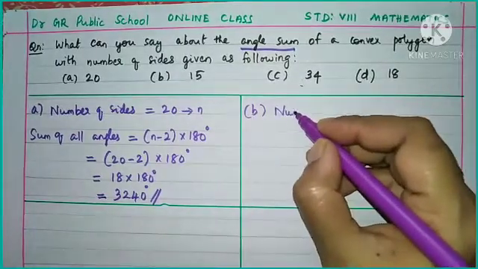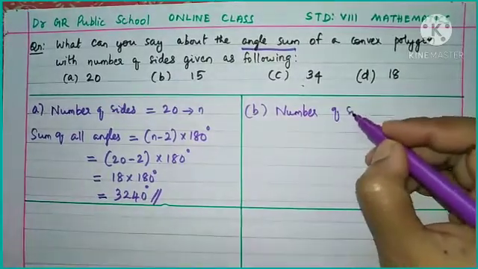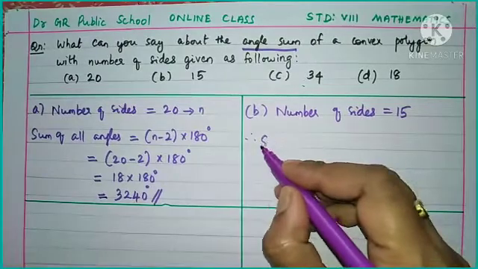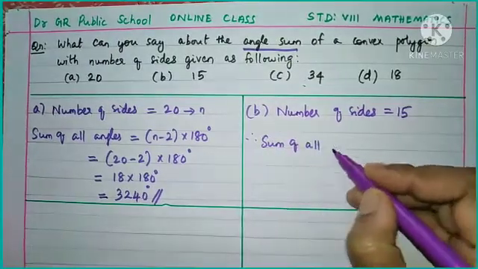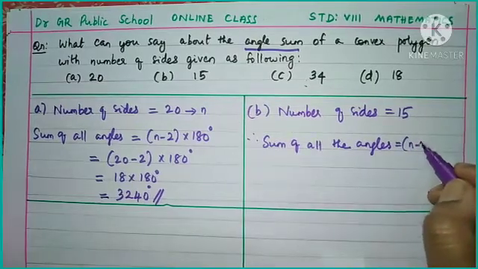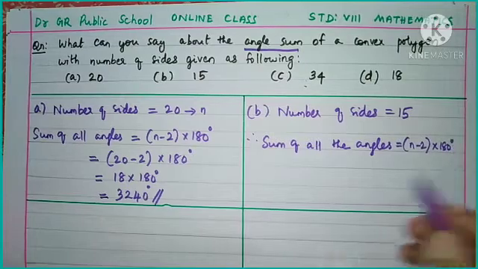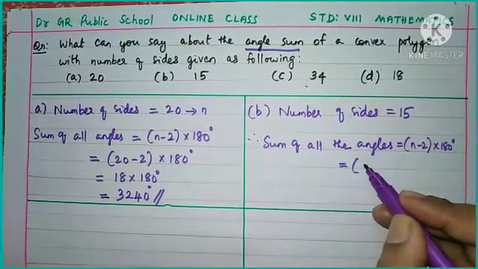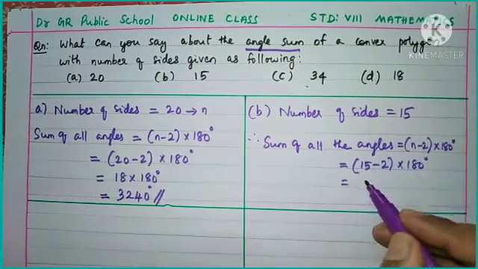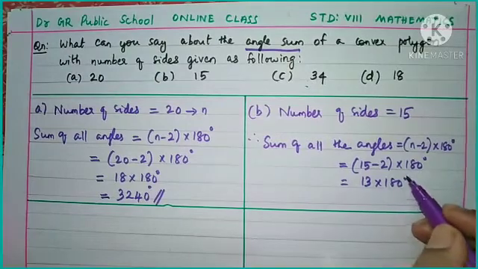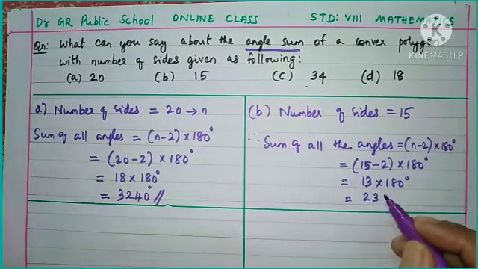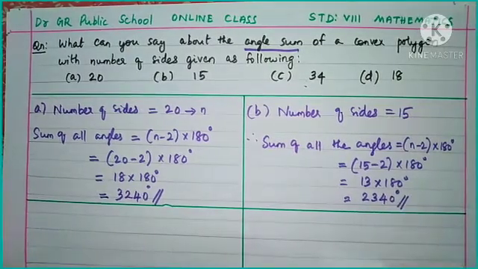Similarly, we can do the second question. What is the number of sides given in the second question? Number of sides is equal to 15. Now again use the formula. Therefore, sum of all the angles: you write the formula once, n minus 2 into 180 degrees. So that is equal to, here n is 15. So 15 minus 2 into 180 degrees. What is 15 minus 2? 13. 13 into 180 degrees. All of you find out the calculation. You will get 2340 degrees. Okay, children? Yes.